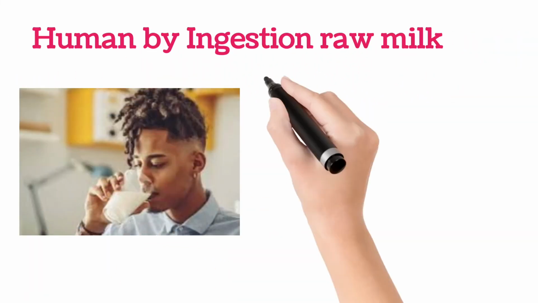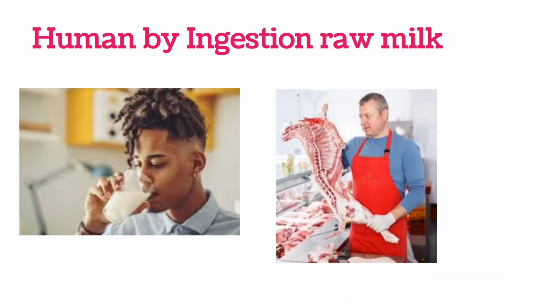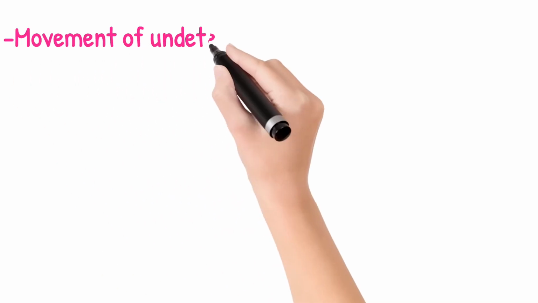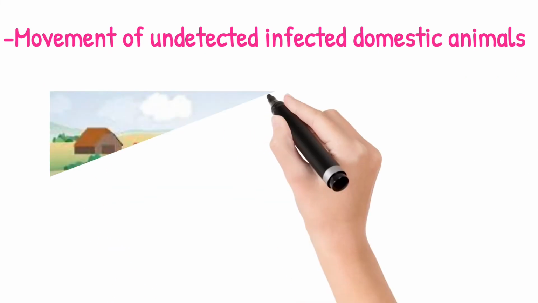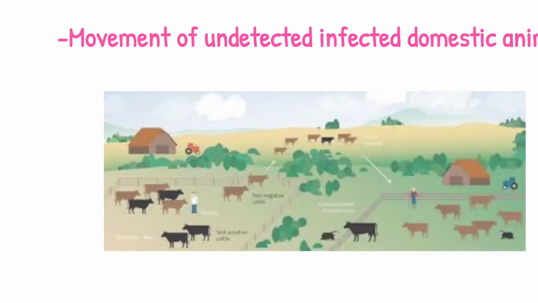Humans can become infected by ingesting raw milk from infected cows, or through contact with infected tissues at abattoirs or butcheries. The course of disease is slow and takes months or years to reach the fatal stage. Consequently, an infected animal can shed the bacteria within the herd before the appearance of clinical signs. Therefore, movement of undetected infected domestic animals is a major way of spreading the disease.